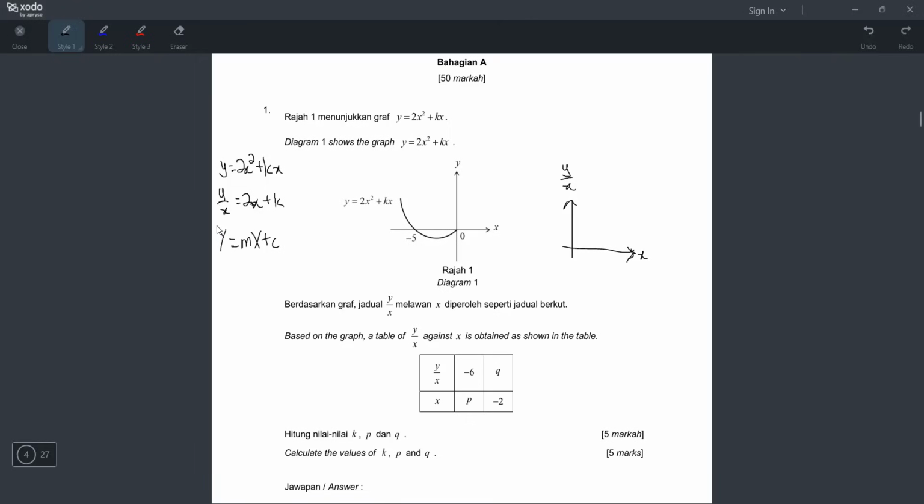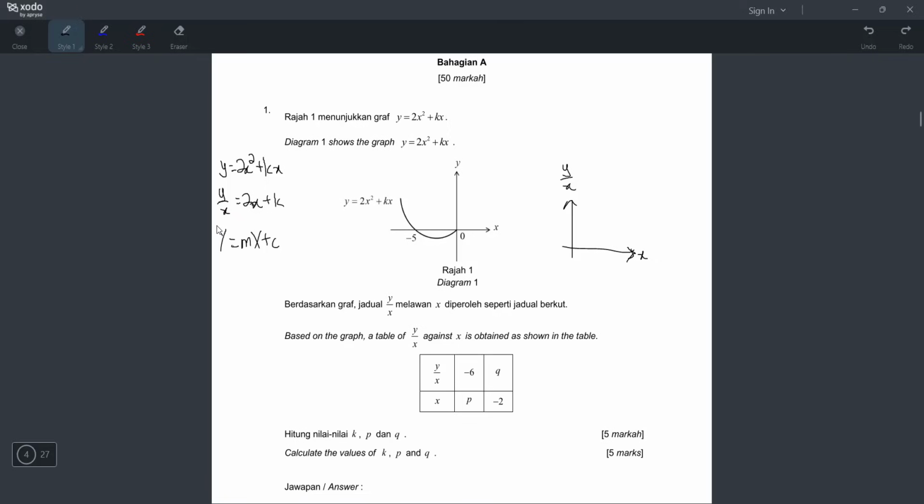So now, how do we calculate the values of k, p, and q? Well, k is the y-intercept, but not the y-intercept of the curve, it is the y-intercept of the straight line, right? So you don't tell me, oh, 0 is the answer. No, 0 is the y-intercept of the curve. I need the straight line. So what do we do? We use this table actually, right? Because this table will give me the points for the straight line, right?